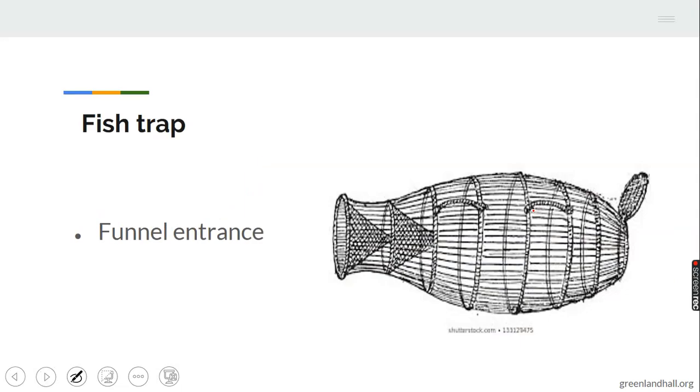The next one is fishing trap. A very good example of fishing trap is funnel entrance. This is funnel entrance, the diagram or picture of funnel entrance. Funnel entrance is usually made of wire. They are placed across the river or stream, and fish swim into them and are unable to move out. Once the fish try to enter inside the funnel, the mouth of the funnel will be closed. And once it closes, the fish then is trapped inside the funnel.